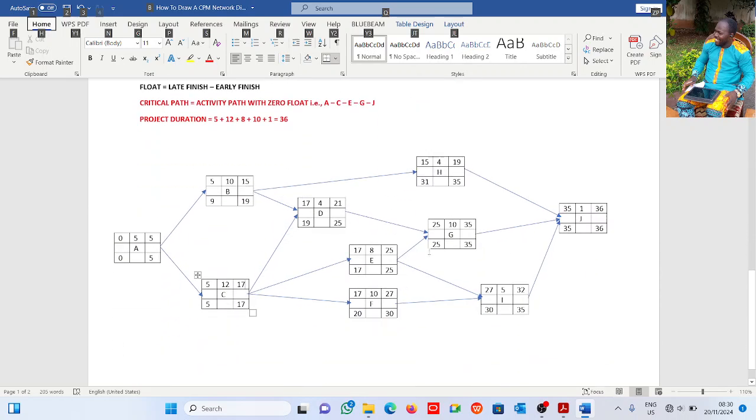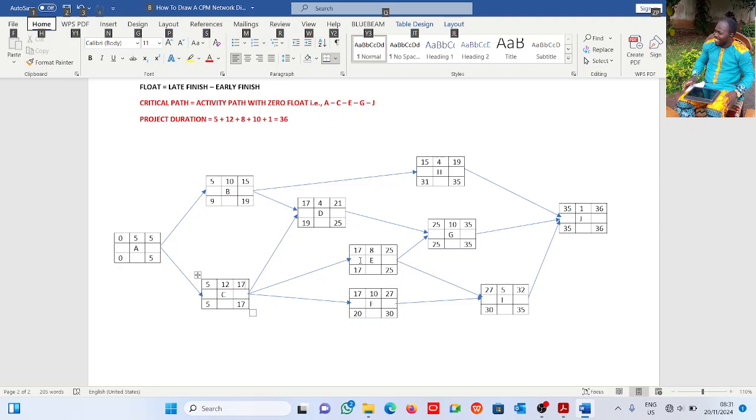Now, how do I identify the critical path here? The critical path is that path that has zero float. Float in a network diagram is the amount of time a particular activity can be delayed without delaying the entire project duration. You get that? Float is the amount of time a particular activity can be delayed without delaying the entire project. Any activity with zero float is on the critical path.